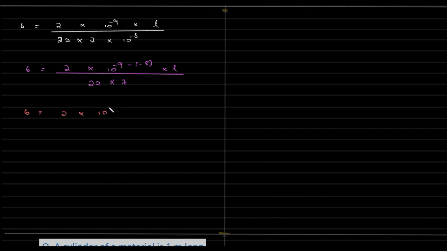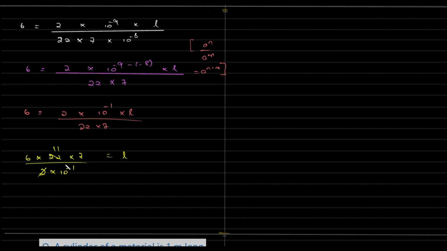So coming to this, it is 10 to the power of minus 1 into L divided by 22 into 7. So here we use the formula e to the power of n by e to the power of m is equal to e to the power of n minus m. So then you transpose this. So you have 6 into 22 into 7 divided by 2 into 10 to the power of minus 1 is equal to your length.